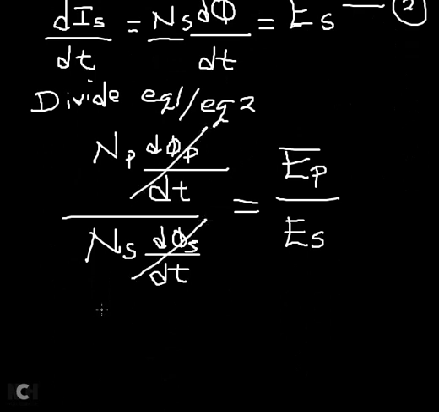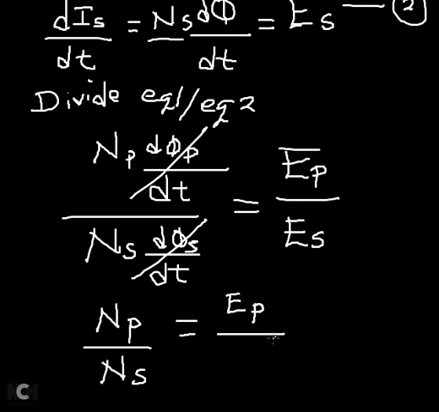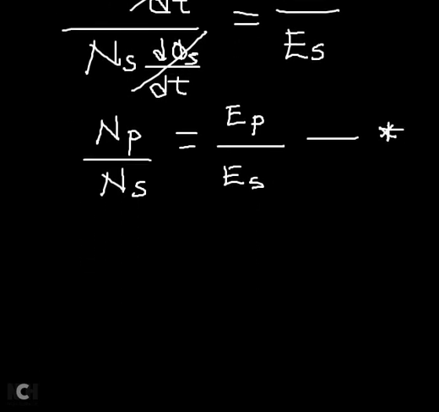So I'm now left with NP, the number of turns of the primary, divided by the number of turns of the secondary, equal to EP, the EMF generated at the primary, divided by the EMF of the secondary. So this is basically the equation of a transformer. From this equation we can conclude that the number of turns of the coil is directly proportional to the EMF induced by the coil.